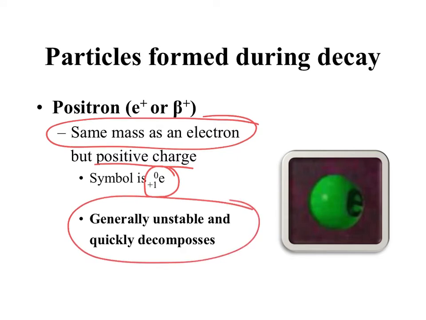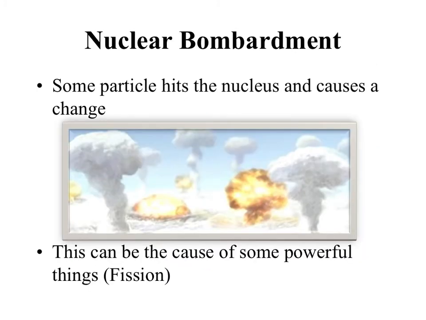But it is something I just wanted to introduce to you quickly, that positrons exist, and sometimes we'll need it to kind of balance out our nuclear equations. All right, so besides decay, which is breaking down, sometimes we can start a decay in the lab by doing what's called nuclear bombardment. If you ever played dodgeball, another name for dodgeball is bombardment, basically where you're getting hit with a ball to be put out of the game.